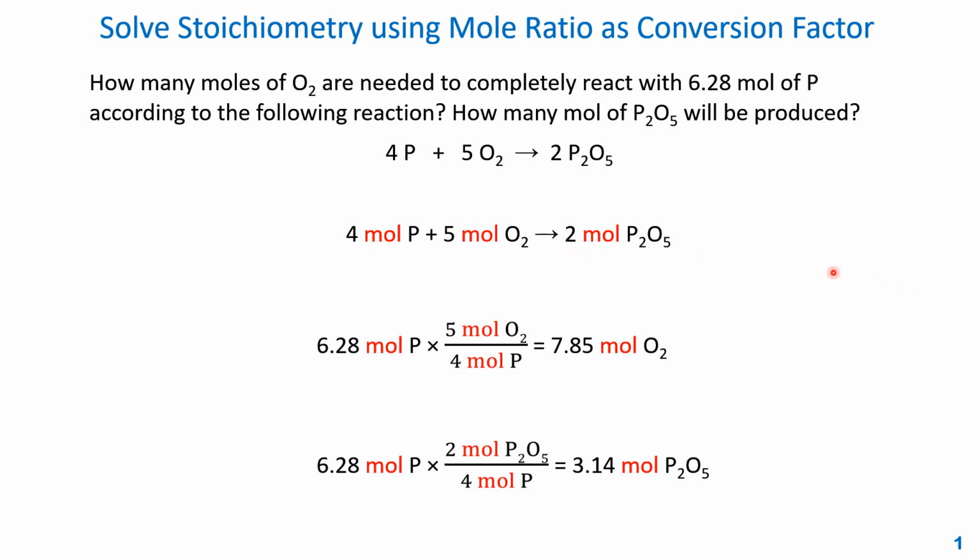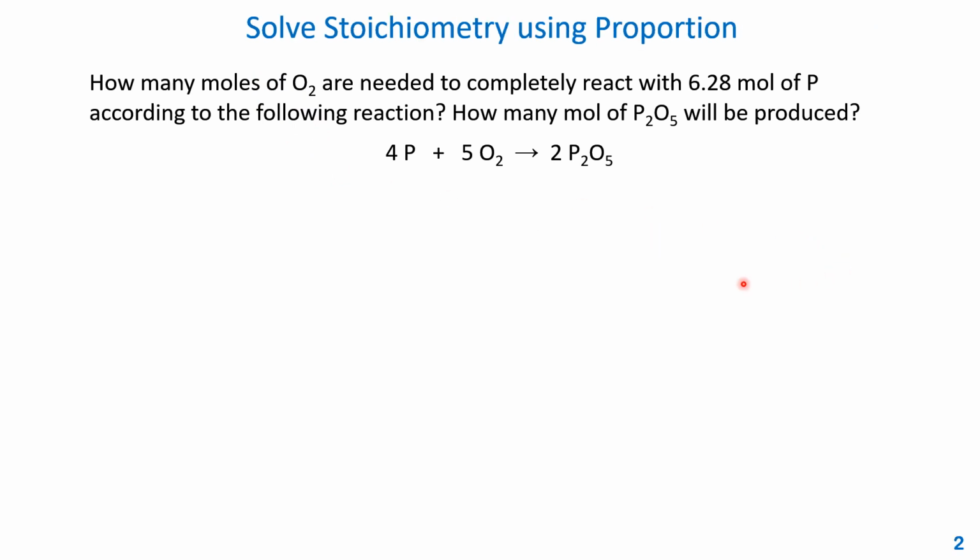The other way to solve this stoichiometry is the proportion. I will show you now. So using the proportion, same question. Exactly the same question, and the same coefficients, right? So the same mole ratio. So we can write this in moles of those coefficients. Now the given condition is 6.28 moles of phosphorus.